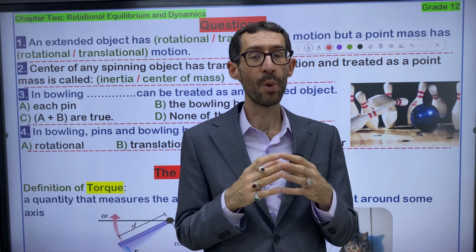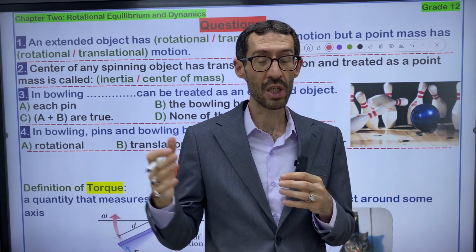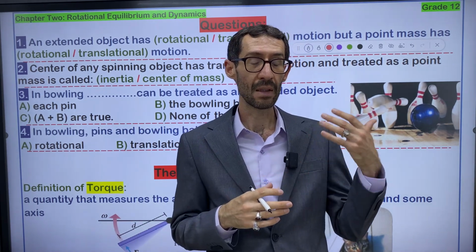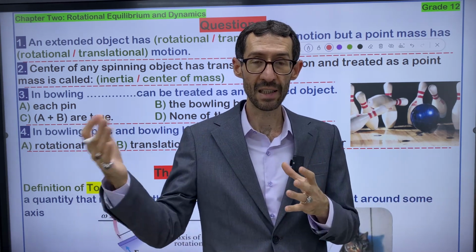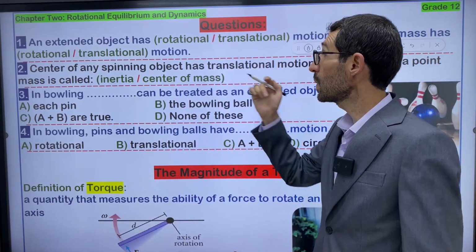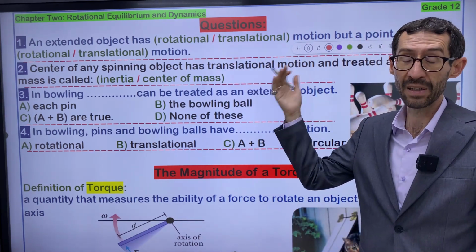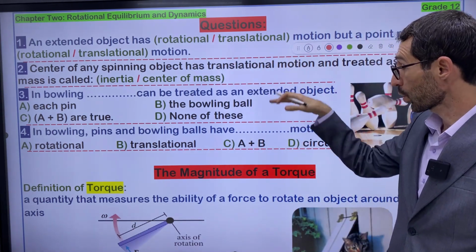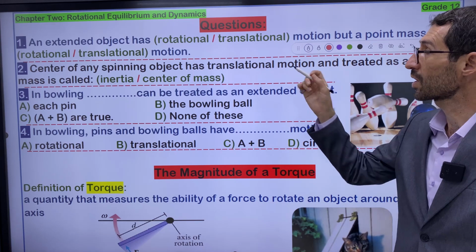Translational motion means the motion of an object that shifts its position continually. It changes its position continually. This is called translational motion. So there are some questions in this lesson. I prepared them. There are 4 questions about the types of object. Let's discuss them together.